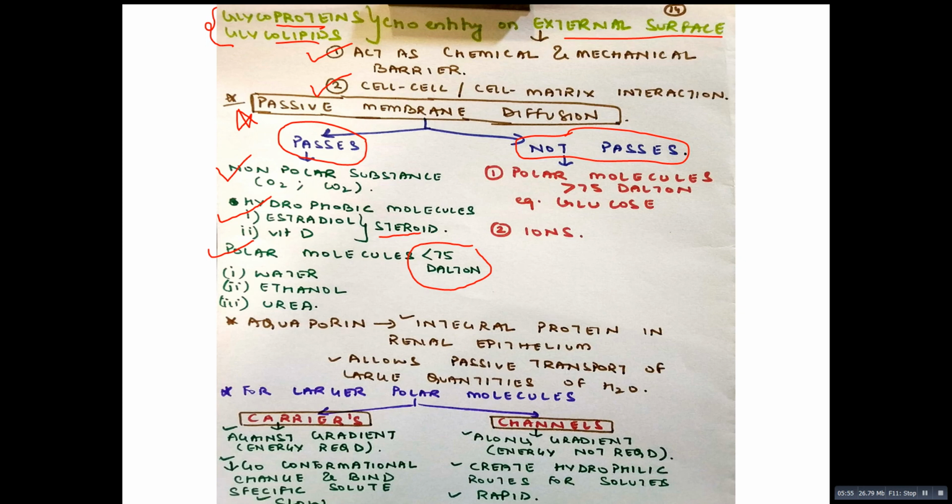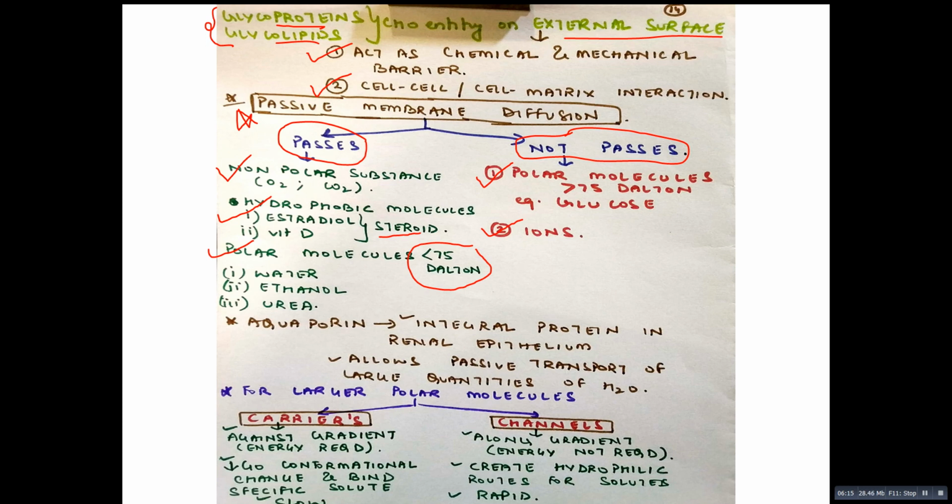Now, what are the substances which cannot pass? These are the polar molecules which are more than 75 Dalton, for example, glucose and ions. Keep one thing in mind: however small the ions are, they cannot pass by means of passive membrane diffusion. So fast, let us revise again.